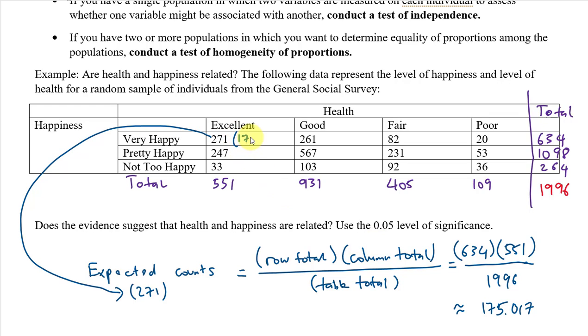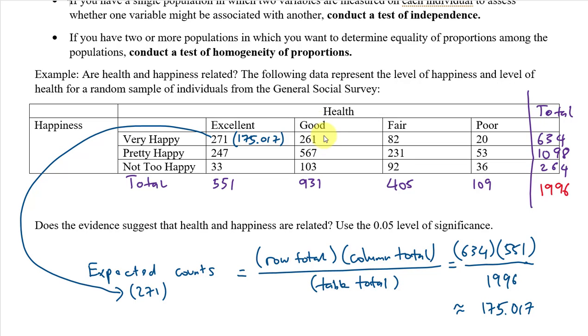Let me put it right here. This is only for one cell. Then we use the same formula for the next cell. The row total is still 634, but the column total is 931, and still dividing by the table total, 1996, which is everything. So you just follow the same formula for each individual number here, and then you should get the following value.